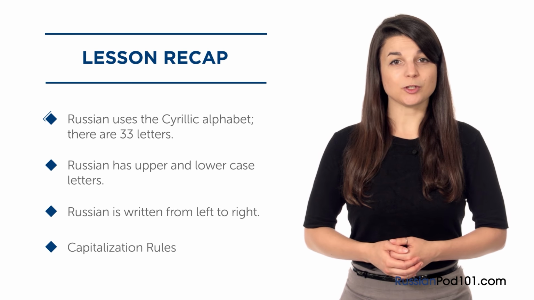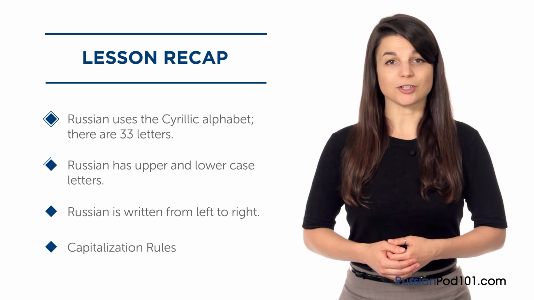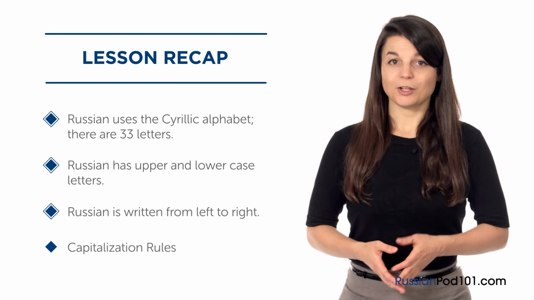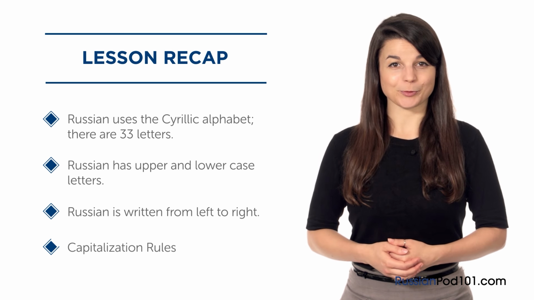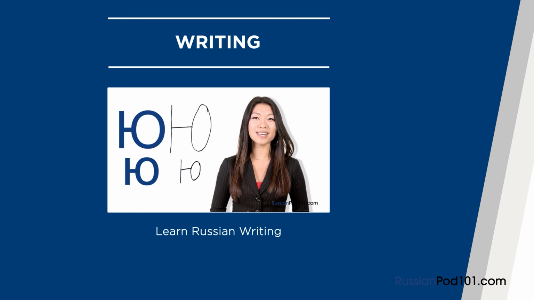Okay, let's wrap up this lesson by recapping what we've learned. In this lesson, you learned that Russian uses the Cyrillic alphabet, which consists of 33 letters. You learned that Russian has upper and lowercase letters, and that it's written from left to right. You also learned a few capitalization rules in this lesson. We've covered only a few basic things about Russian writing. Remember, you can check out our Learn Russian Writing video series as well.